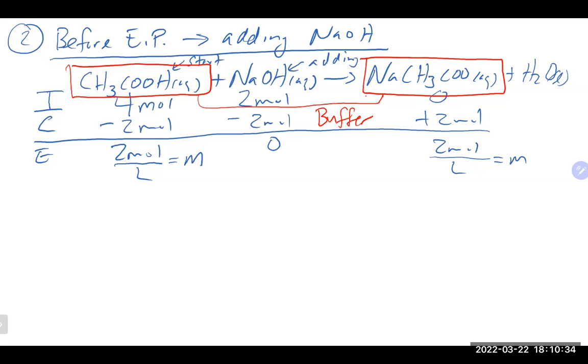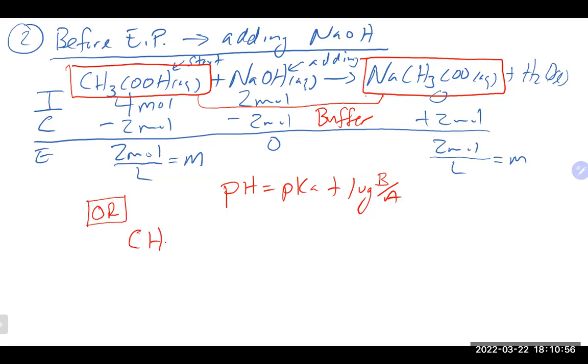We could use the Henderson-Hasselbalch equation here to do that. That's probably the easy way. So you could use the pH is equal to the pKa plus the log of the base over the acid. If you wanted to, you could also still do an ice table instead of the Henderson-Hasselbalch equation.